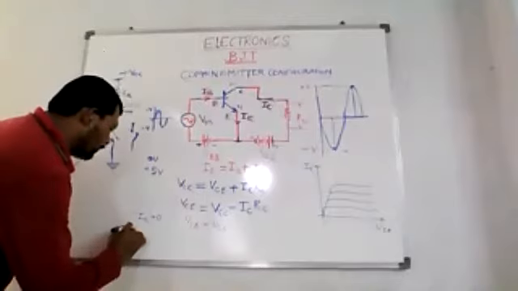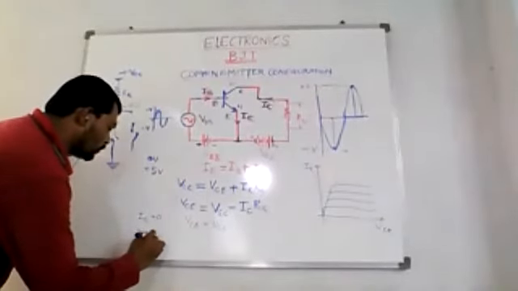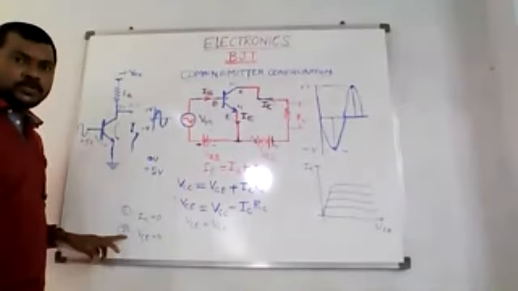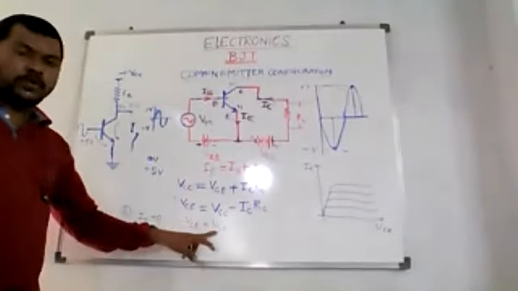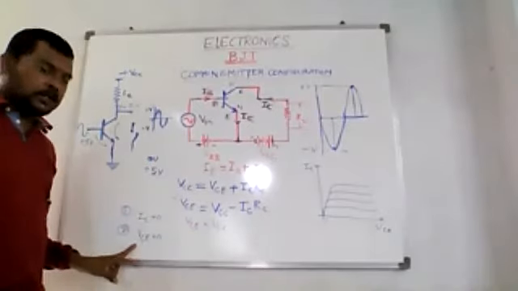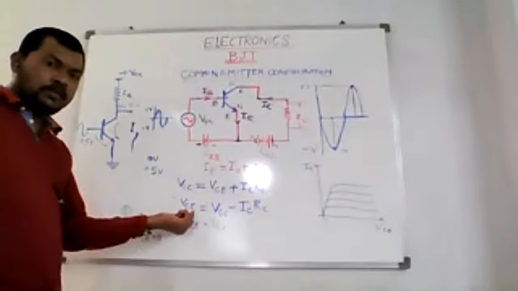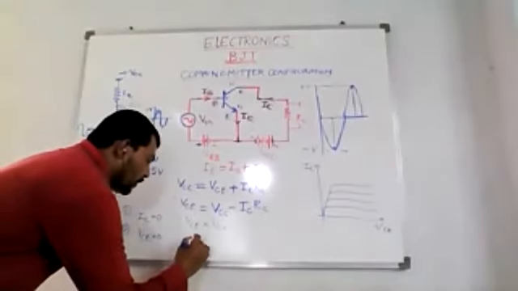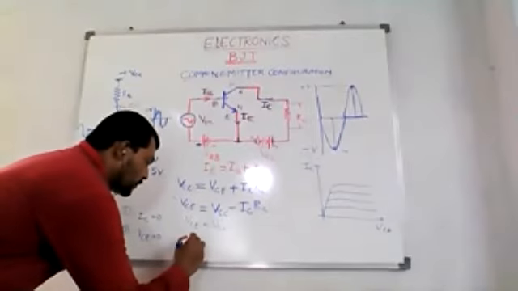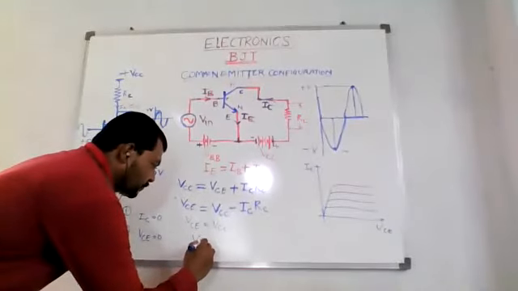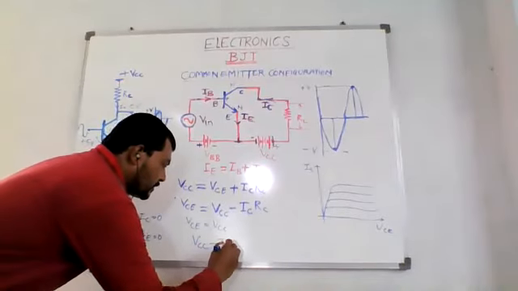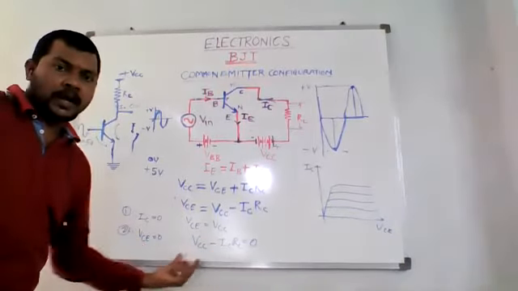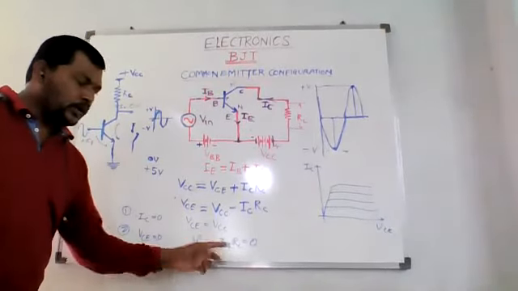And secondly, if I take VCE equal to 0, so I have 2 points. This is one condition and this is two condition. So if I take IC equal to 0, I get VCE equal to VCC. When I put VCE equal to 0, I will write in other fashion: VCC minus ICRC equal to 0. And if you calculate this, I can calculate IC.